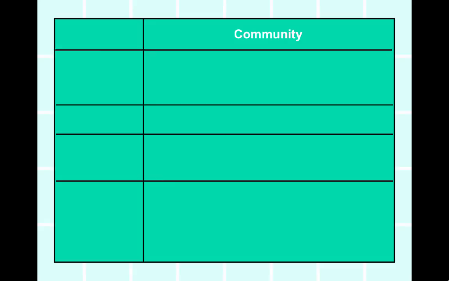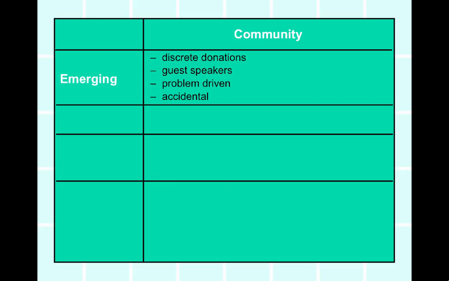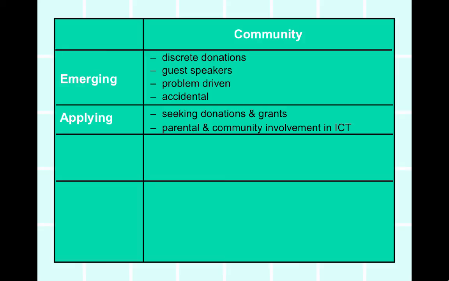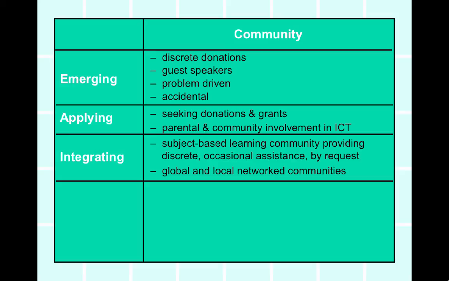As for the community, in our emerging area, there might be some discrete donations, a few guest speakers, tends to be problem-driven and largely accidental. In the applying area, we might start to seek grants and donations, and there's more parental and community involvement in ICT. In a school that's integrating, we might see a more subject-based learning community providing discrete, occasional assistance by request, global and local networked communities.